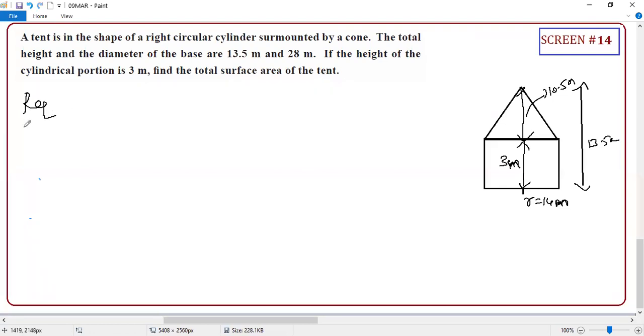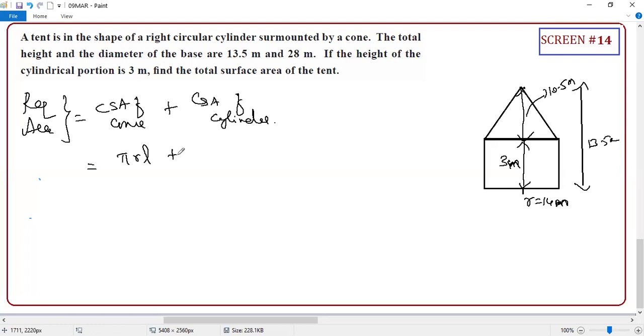I will not use that word. I always use which word? Required area. So this required area means that it is the total surface area only. But here also, you are going to use only CSA of cone plus CSA of cylinder. CSA of cone is what? Pi RL. CSA of cylinder is what? 2 pi RH.